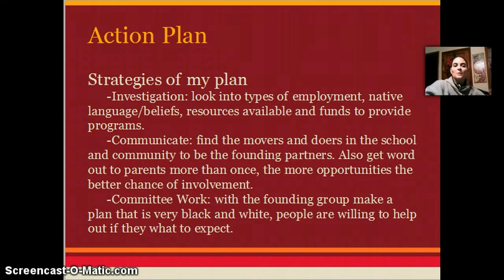Community work. With the founding group, make a plan that is very black and white. People are much more willing to help if they know exactly what their help will entail.